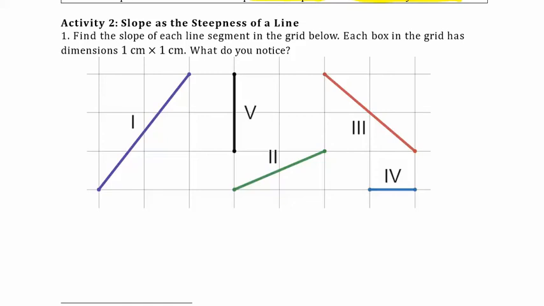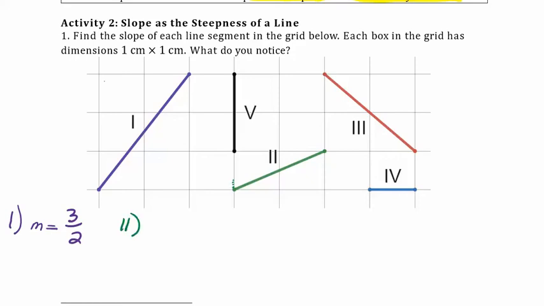All right, let's look at line segment number 1. I'll do it like that. So the slope is the change in y, so that's going to go up 3. Okay, that's better. Up 3 over 2. Up 3 over 2. That's the slope of 1.